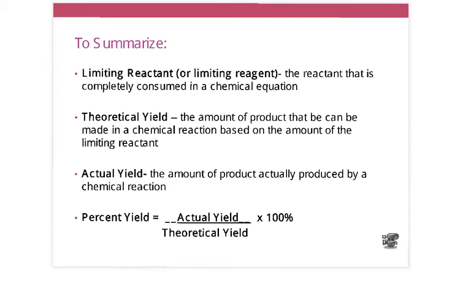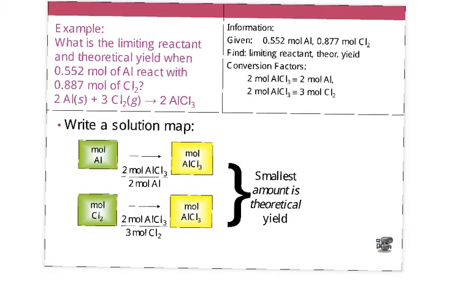That's our theoretical yield. But we get something called an actual yield, which is the amount of product that we actually produce in the chemical reaction. And then we figure out our percent yield based on how much we actually got, our actual yield, divided by our theoretical yield times 100. Okay, let's do an example.